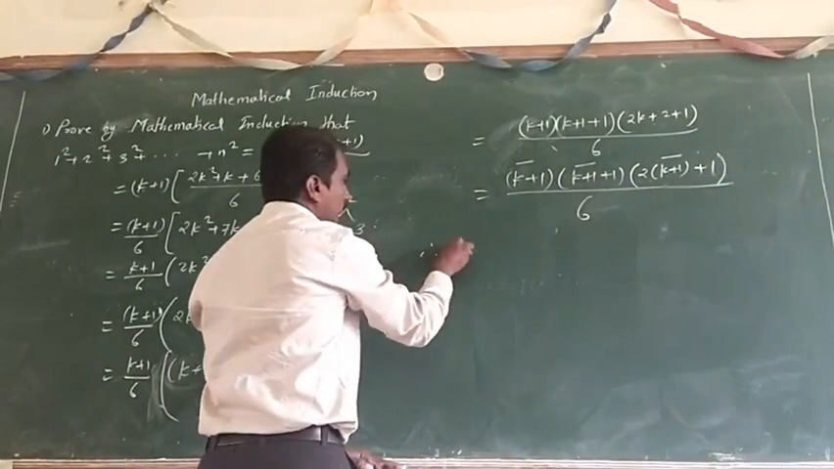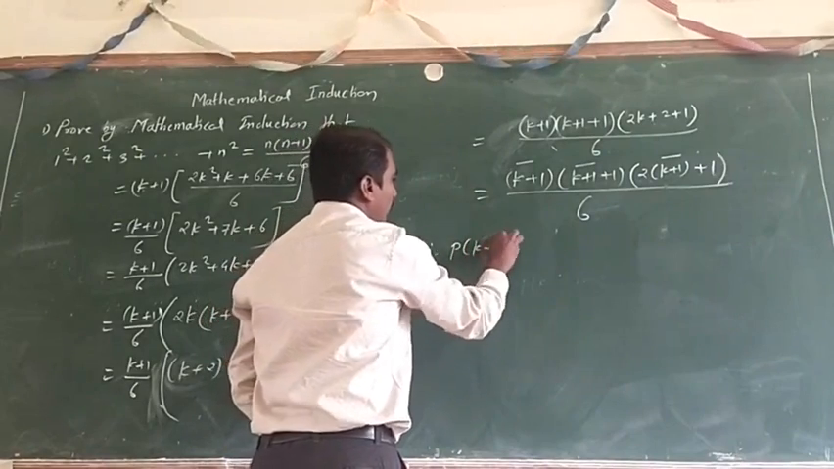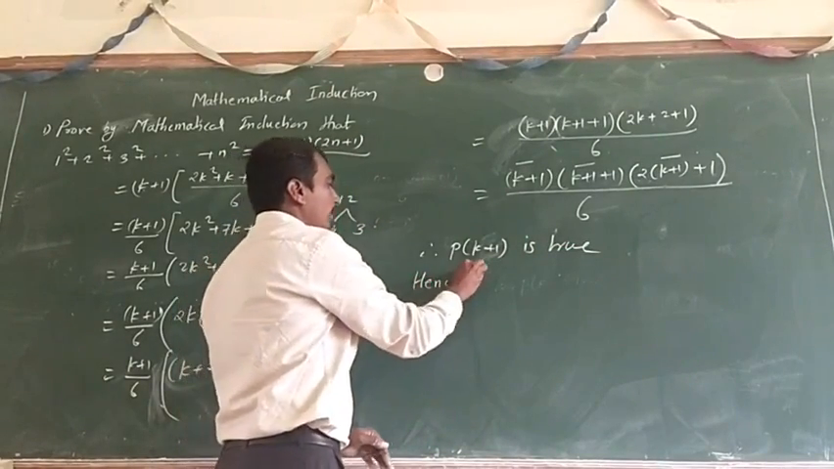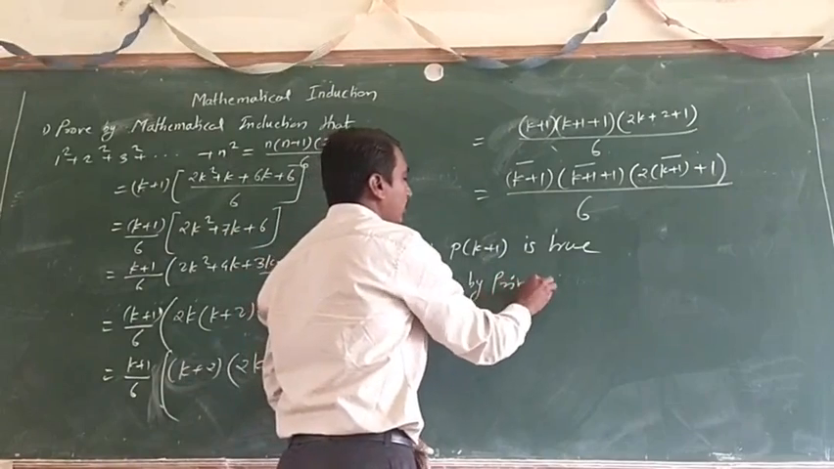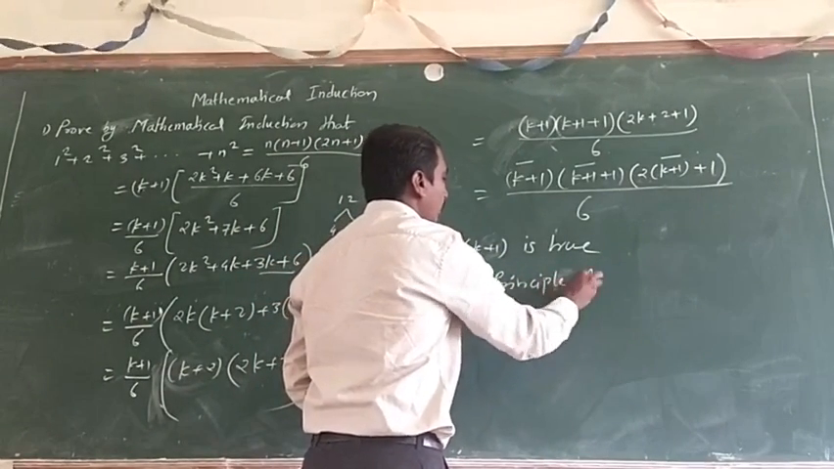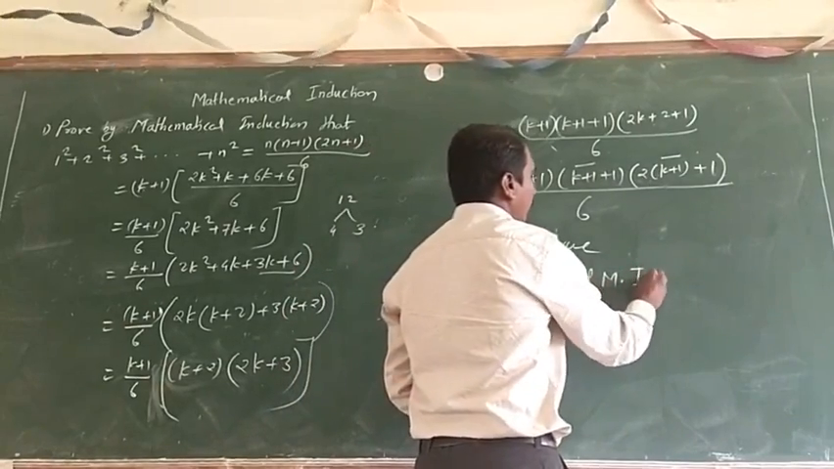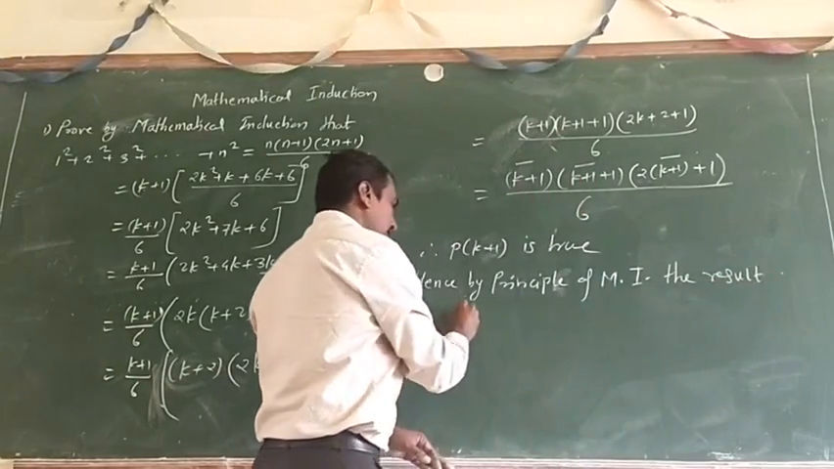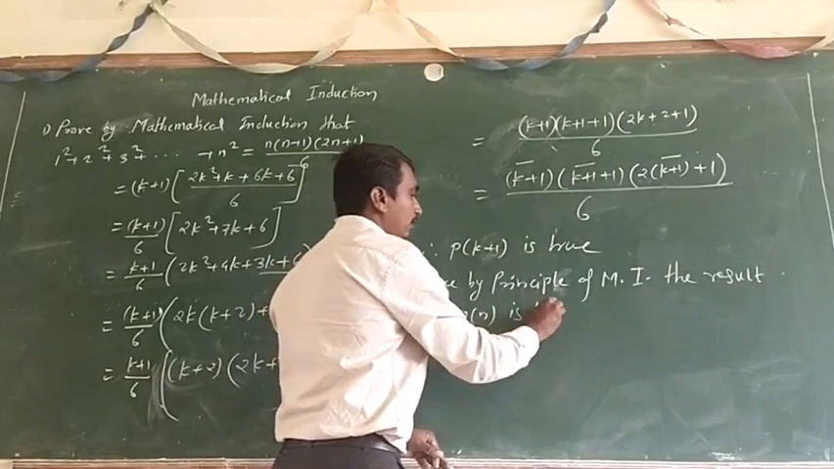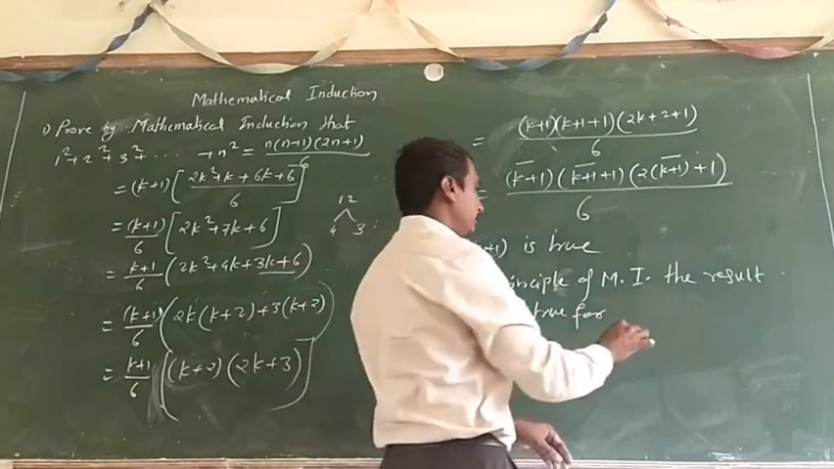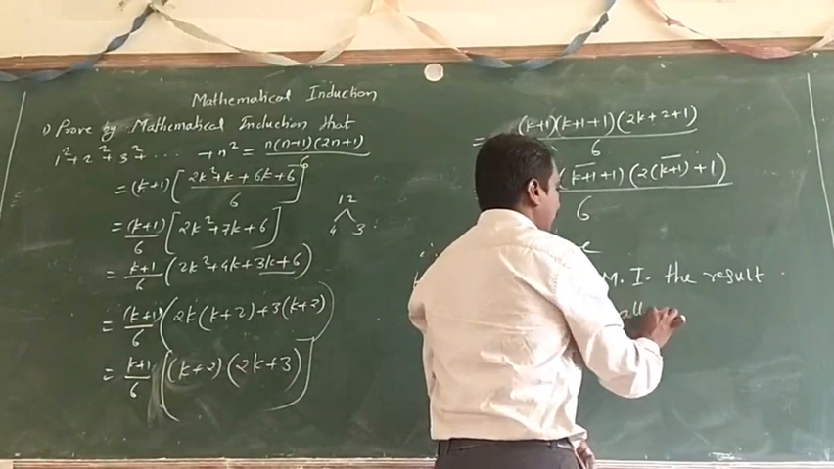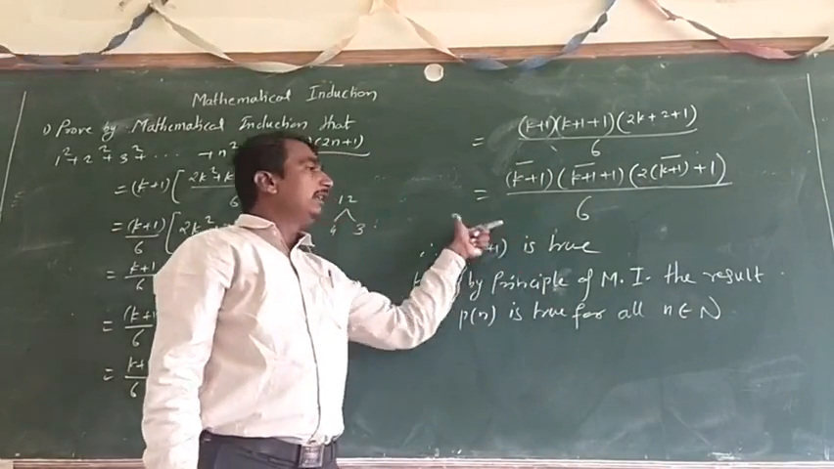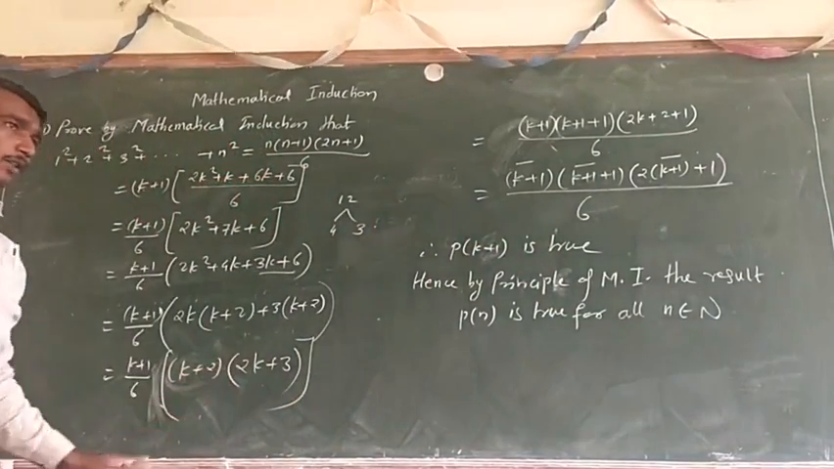So therefore P of k plus 1 is true, hence by principle of mathematical induction, the result P of n is true for all n belongs to N. Means for every natural number n, the result holds good, and this is the solution.